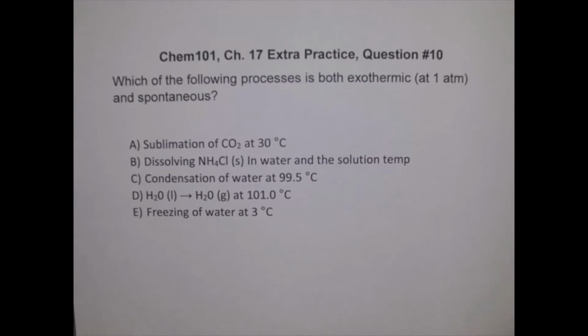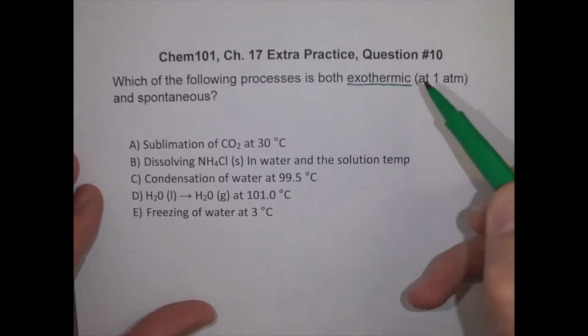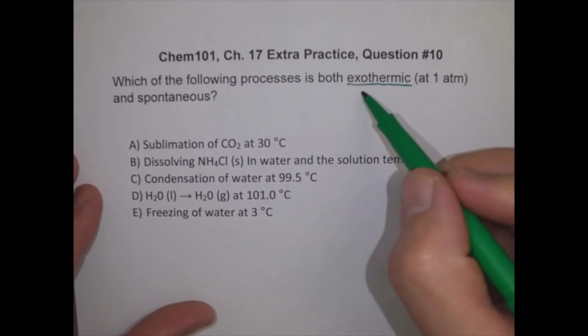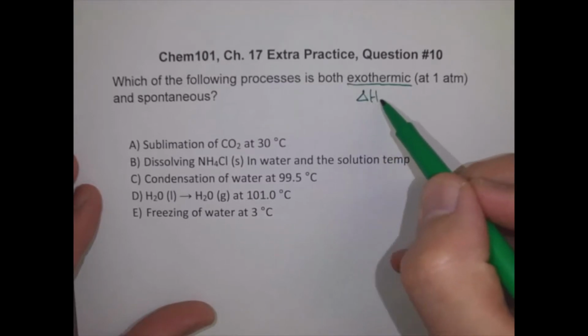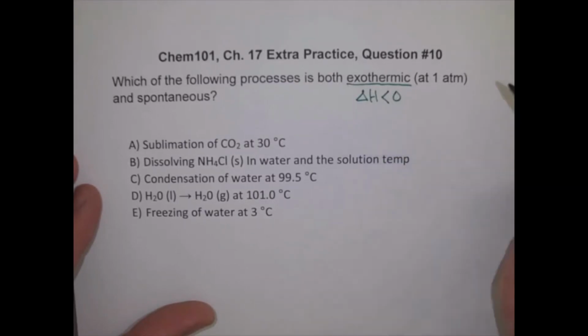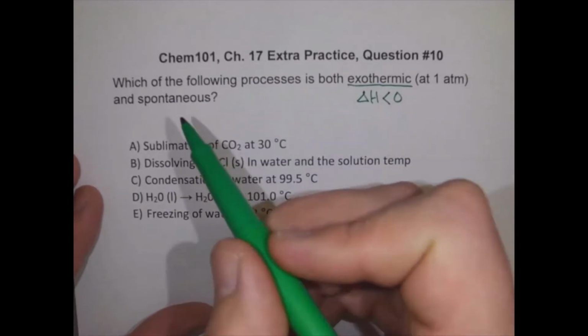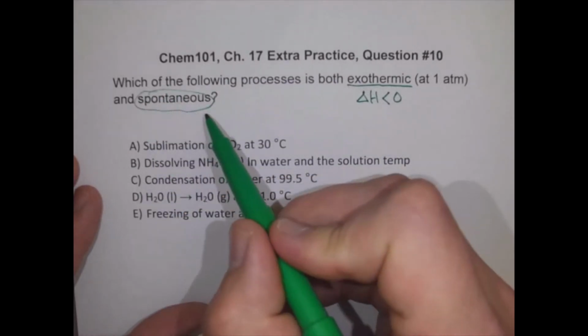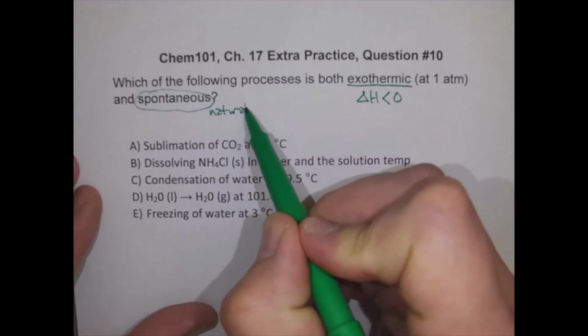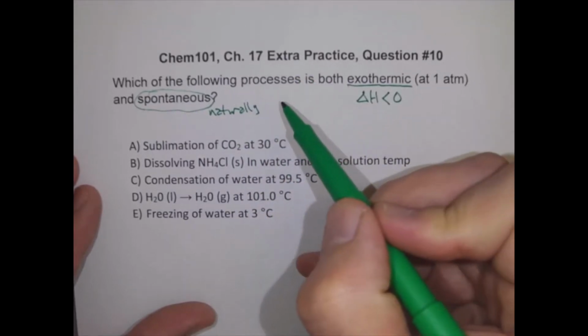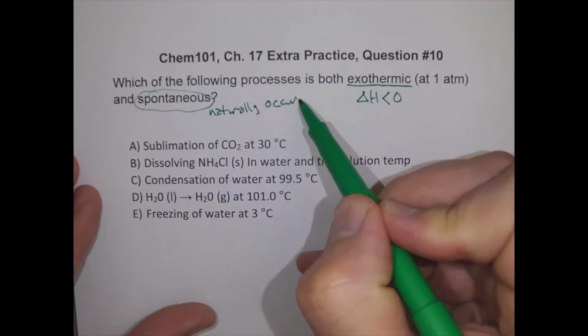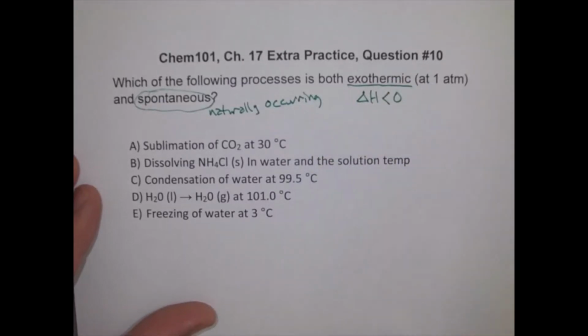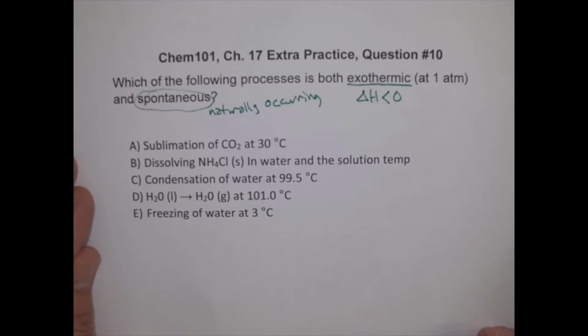So in this question, we are asked which of the following processes is both exothermic and spontaneous. It's important to remember that when a reaction or a process is exothermic, one way of knowing that is if its change in enthalpy is negative, if it's less than zero. And what we mean by spontaneous is when it's naturally occurring, or you don't have to cause it, you don't have to force it to occur. Okay, so that's what we're looking for when we look at these potential processes here.